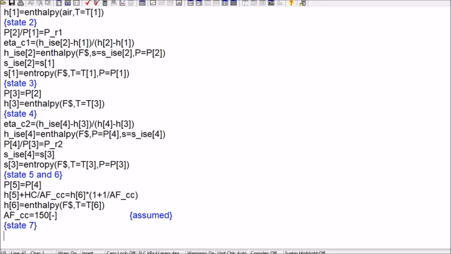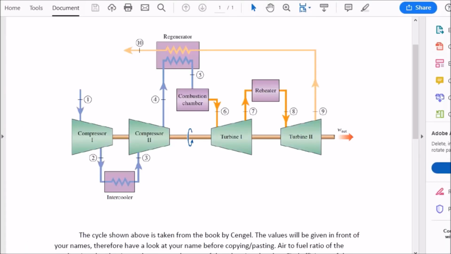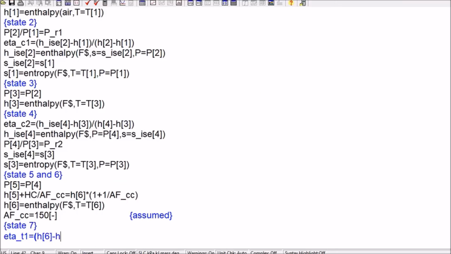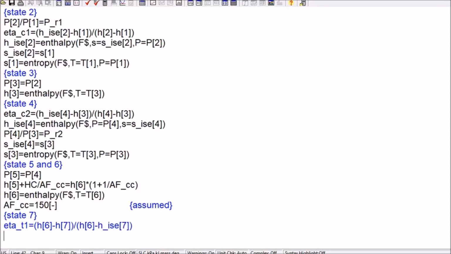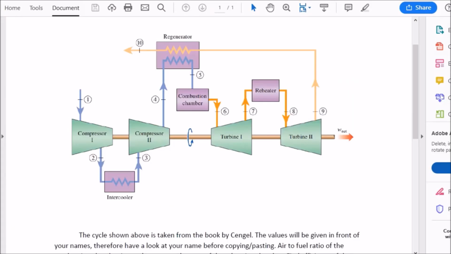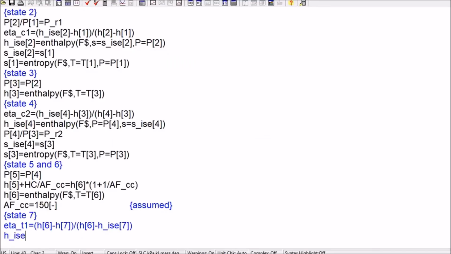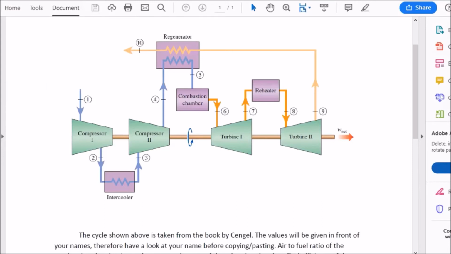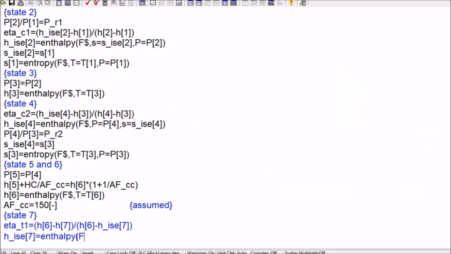State 7 will be found by the isentropic efficiency of turbine 1. The turbine isentropic efficiency is H6 minus H7 divided by H6 minus H isentropic 7. By the way, we should always try to find isentropic enthalpies, because they need only one property at state 7, since the other property is the same as at 6. Therefore isentropic enthalpies are always a priority.